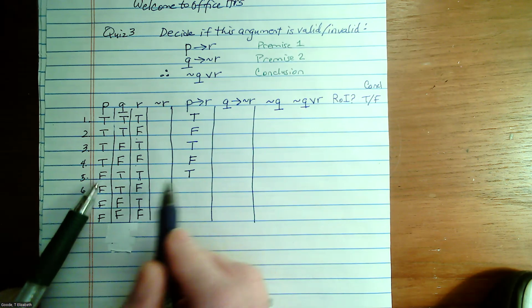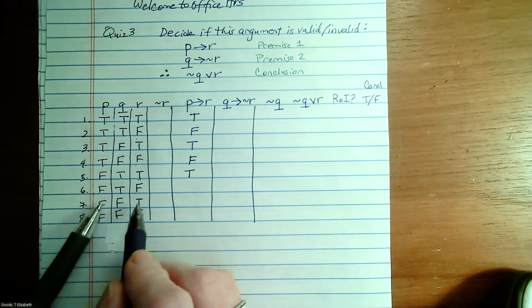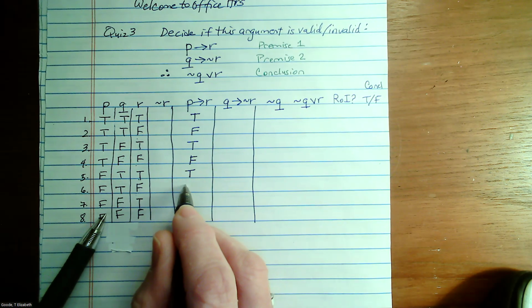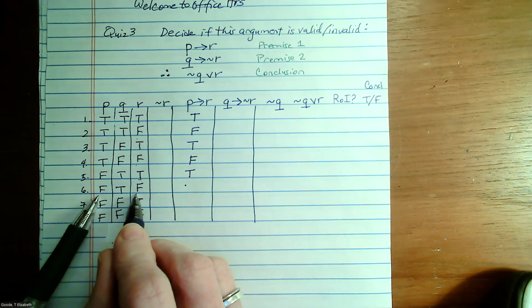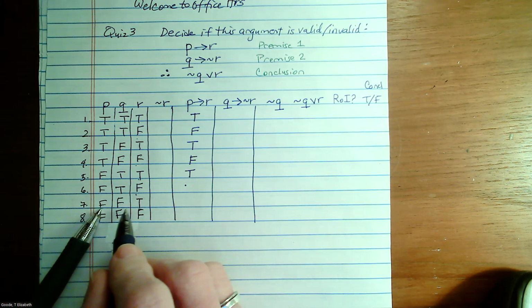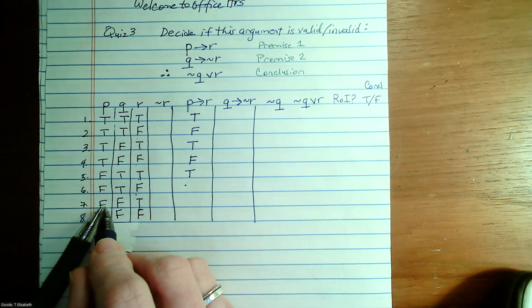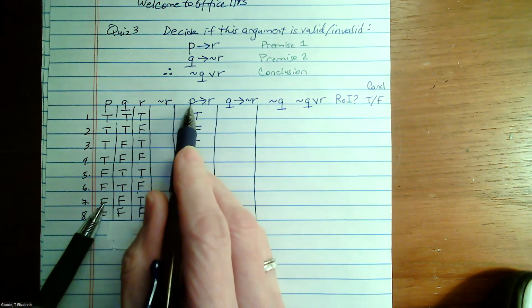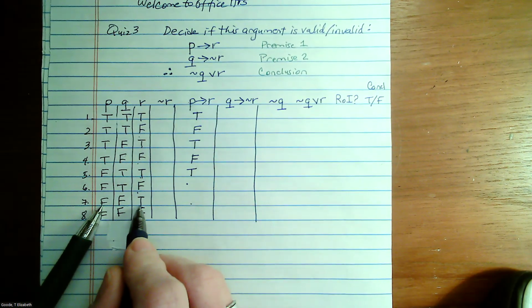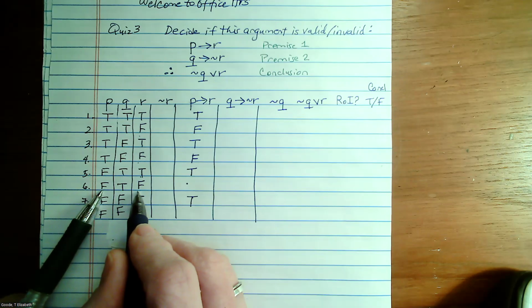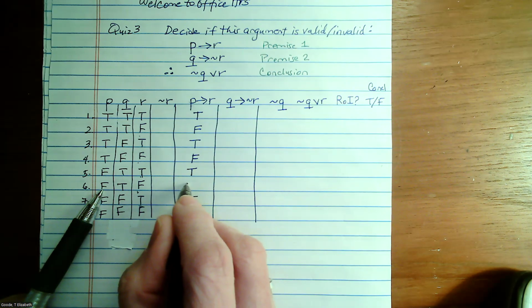Okay? So what happens in rows 6, 7, and 8? Row 7 has P being false. The hypothesis is false. So what's the truth value of if P then R? True. Good. And row 6, I think I got false implies true is true. False implies false is true. Good.